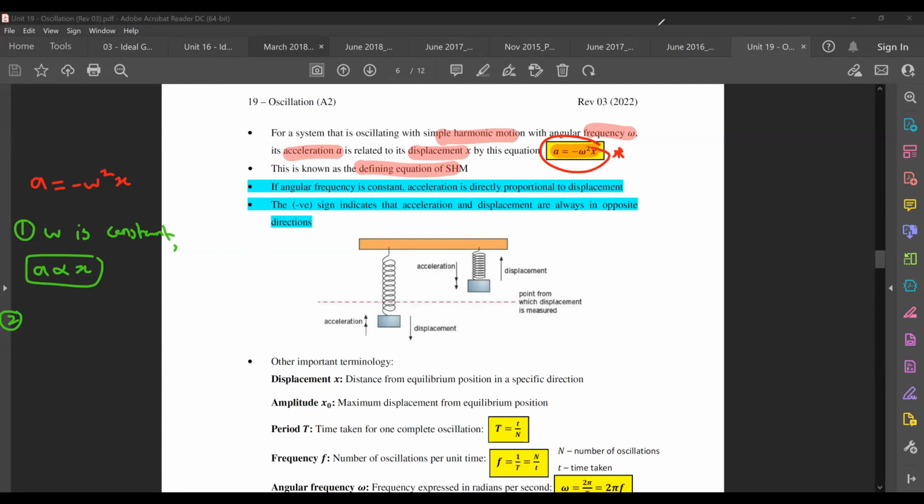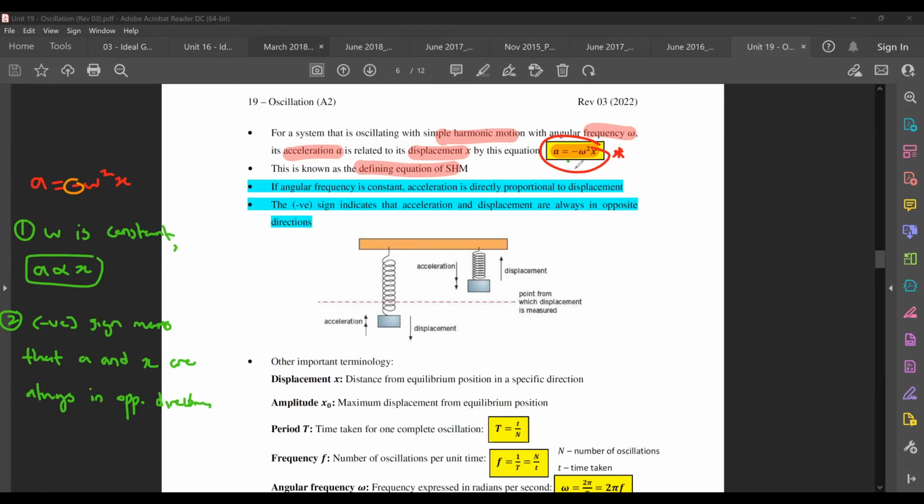And then after that, you will notice that there's a negative sign here. So what this tells you is that the negative sign means that a and x are always in opposite direction. Okay. So in describing simple harmonic motion and its related criteria, this equation actually tells you that. Okay. So this is an equation that you use a lot in your past years later on.